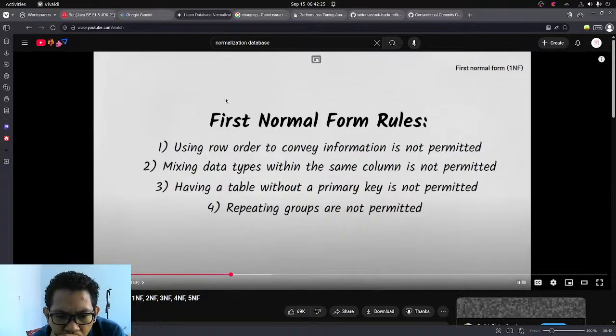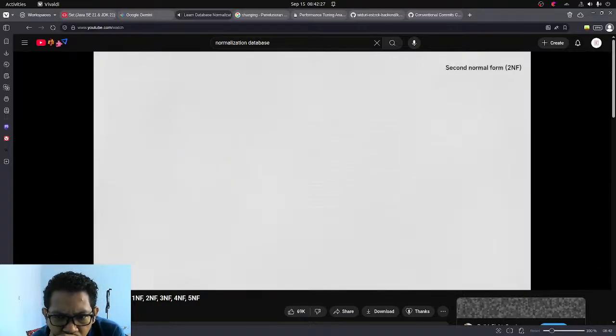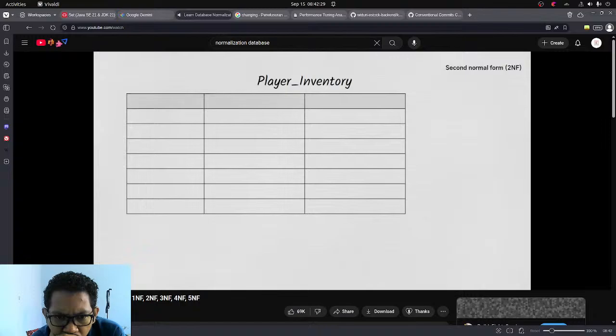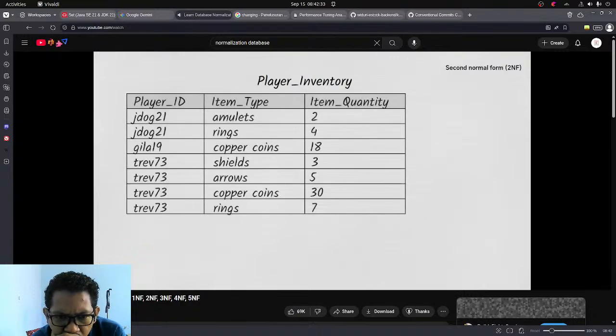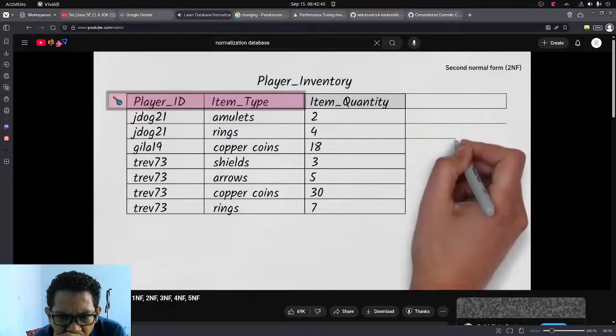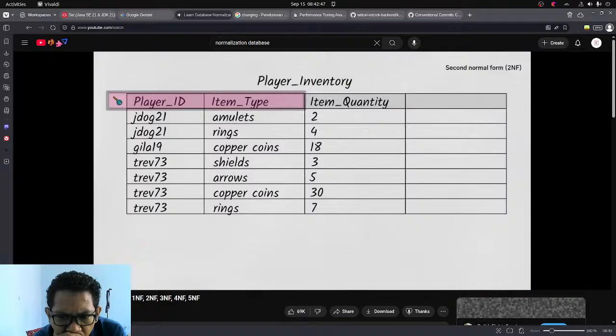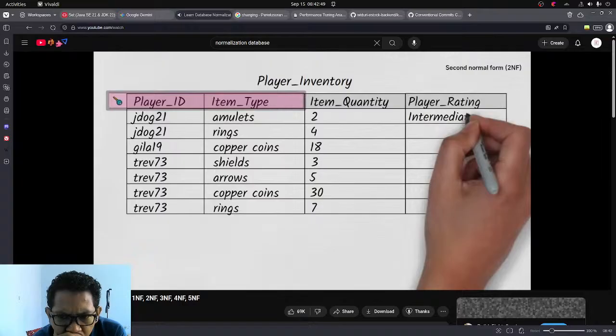Next up, second normal form. Let's look again at our player inventory table. This table is fully normalized, but suppose we enhance the table slightly. Let's imagine that every player has a rating, beginner, intermediate, or advanced. We want to record the current rating of each player, and to achieve that, we simply include in our table an extra column called player rating.